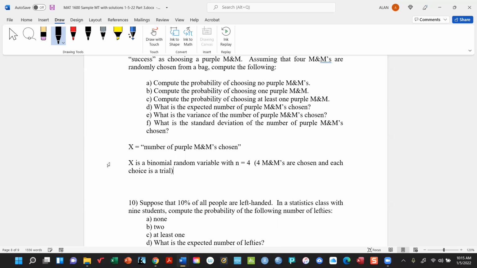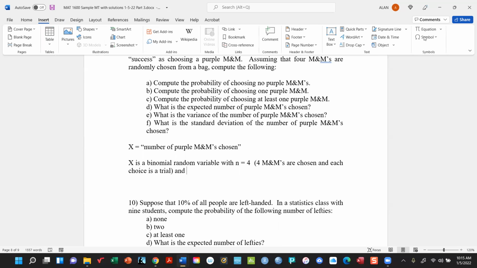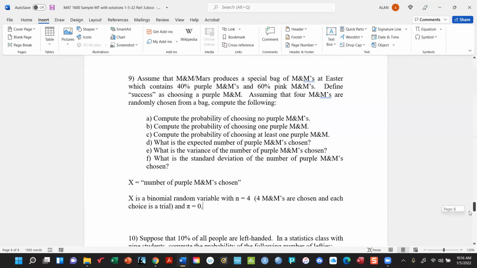So there's 4 trials and pi. Now remember, we're using the Greek letter pi here to represent the probability of success. The reason they're doing that is because if they use p, there's already a lot of other variables in statistics that start with a p. So in order to avoid confusion, they use pi. Now, they tell us in the problem, the probability of getting a purple is 40%.